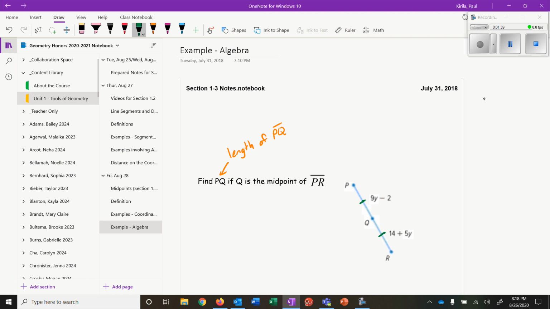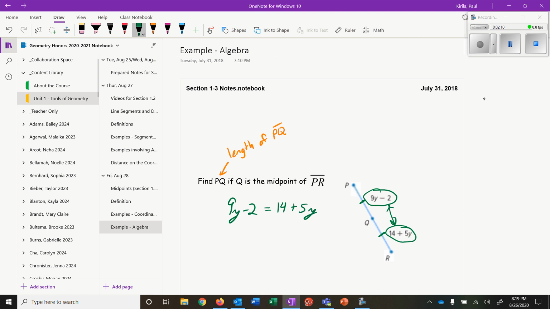Because those are exactly the same, this helps me set up my equation, because that means that 9y minus 2 must be exactly the same as 14 plus 5y, because that's what makes these two pieces congruent. So to set that up, 9y minus 2 is equal to 14 plus 5y.